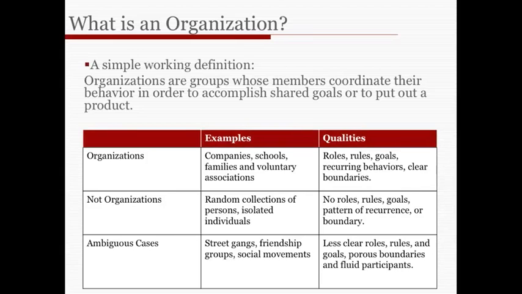Ambiguous cases are somewhat unclear. Some features of the definition may be lacking there. So for example, with street gangs, friendship groups, and social movements, we have less clear shared goals. We have porous boundaries and fluid participants that come and go. And we have less clear rules for behavior.